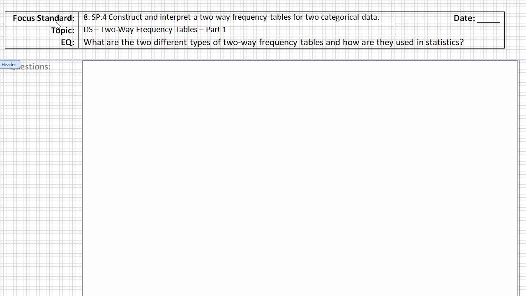The focus standard for this lesson comes from Grade 8 Statistics and Probability, Standard 4: Construct and Interpret a Two-Way Frequency Table for Two Categorical Data. The topic for this lesson comes from Data and Statistics, Two-Way Frequency Tables, Part 1. Our essential question for this lesson is, what are the two different types of two-way frequency tables and how are they used in statistics?